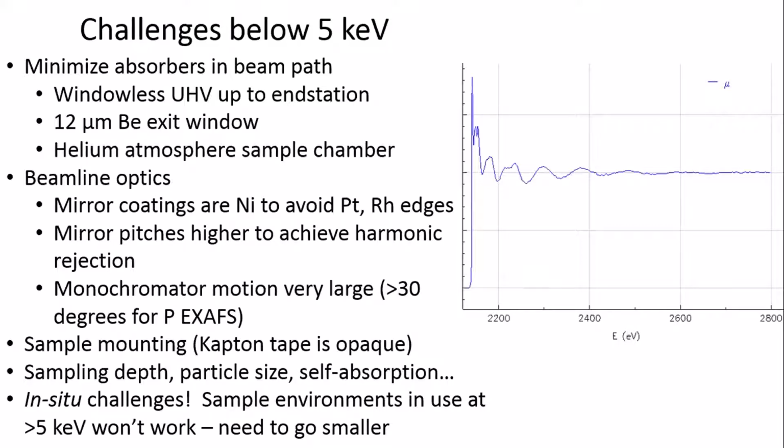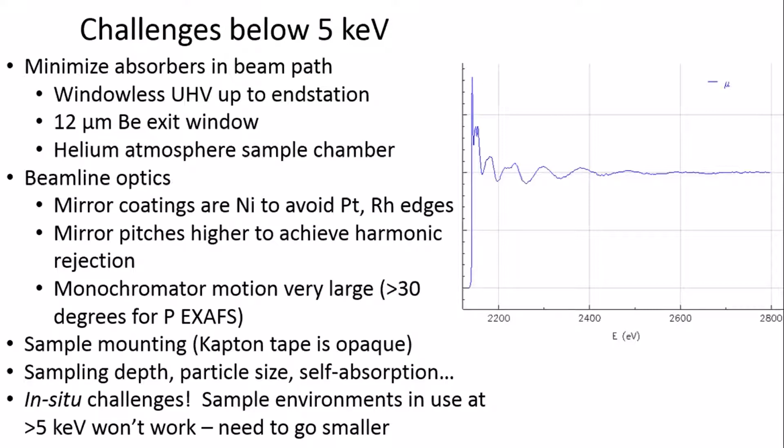In this energy range, sample mounting is important. The standard use of Kapton tape is not very useful because Kapton tape is opaque. You also have to consider characteristics of the sample, such as sampling depth, particle size, self-absorption, etc. And in situ measurements are very challenging. Sample environments that are in use at above 5 kilovolts just won't work at this energy range. So we need to go to smaller micro cells, microreactors, or small sample cells, thin windows, very small path lengths, that sort of thing. So it's challenging, but it's doable.